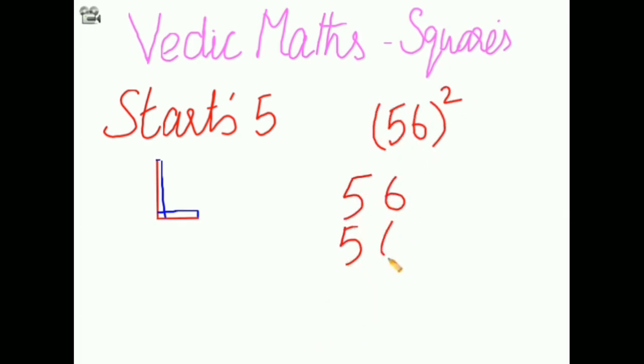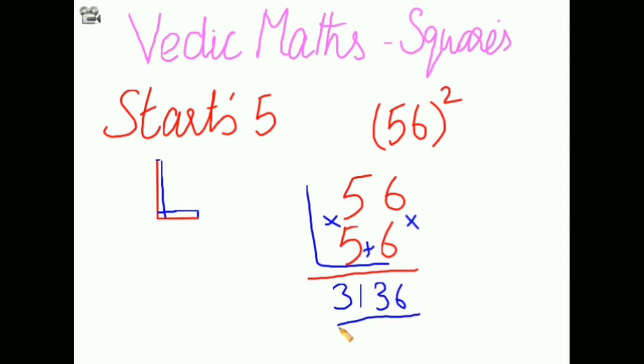See one more example. 56 square. 5 into 5, 25 plus 6, 31. 6 into 6, 36. That's all. So in just seconds you can get the answer.